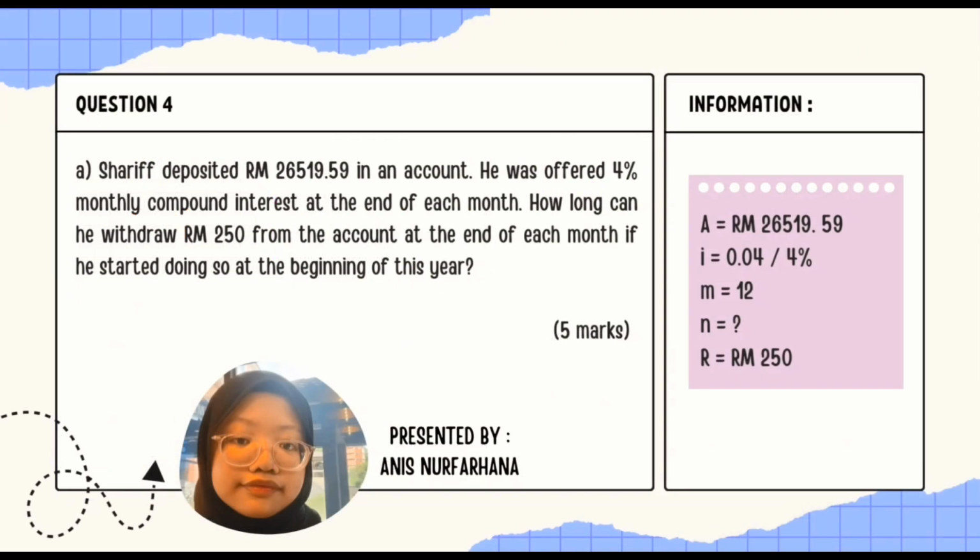Question 4. Sharif deposited RM 26,519.59 in an account. He was offered 4% monthly compound interest at the end of each month. How long can he withdraw RM 250 from the account at the end of each month if he started doing so at the beginning of this year?